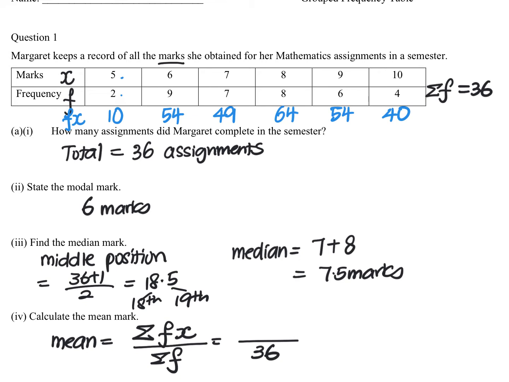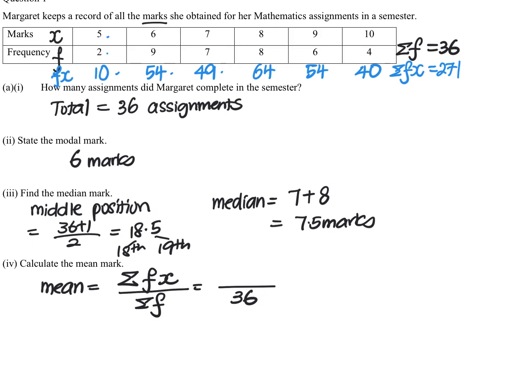Now I'm going to find the summation of fx, adding all the numbers here together. So I have 10 plus 54 plus 49 plus 64 plus 54 plus 40, and that gives me 271. So my mean in this case will be the summation of fx, the total 271, over the summation of f, which is 36.